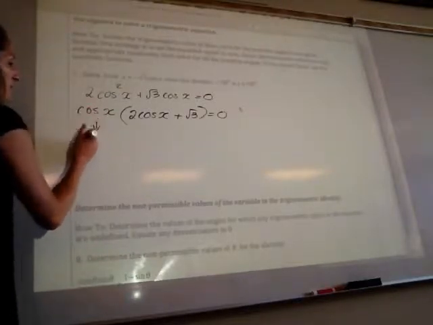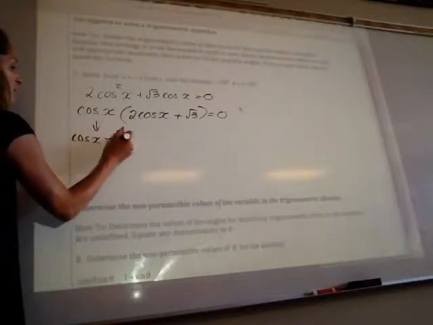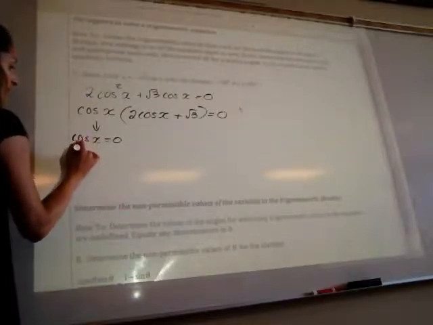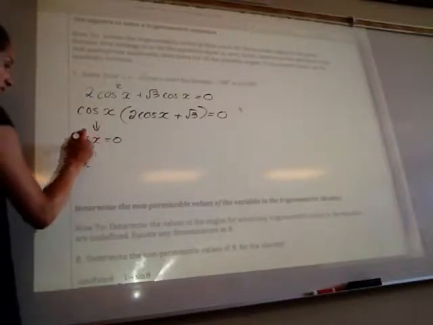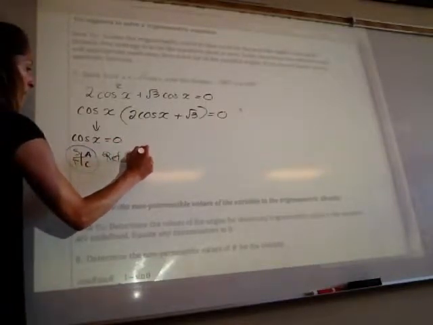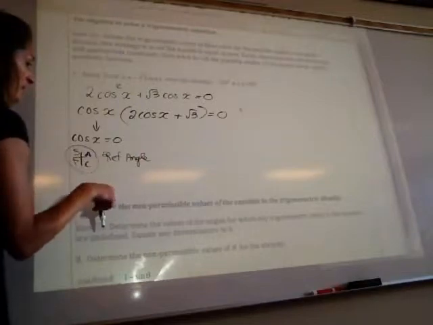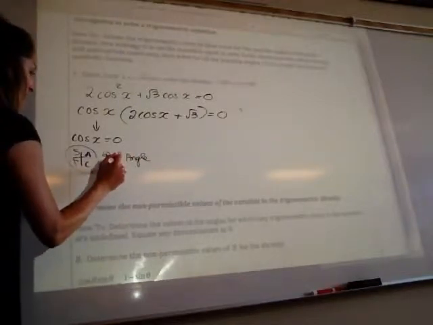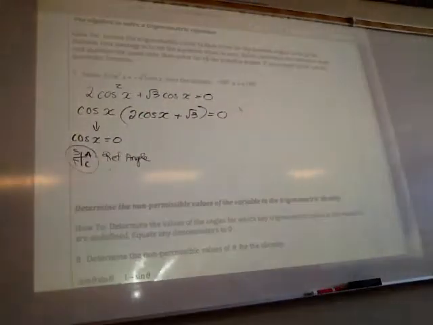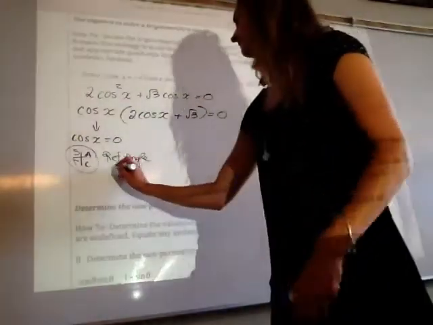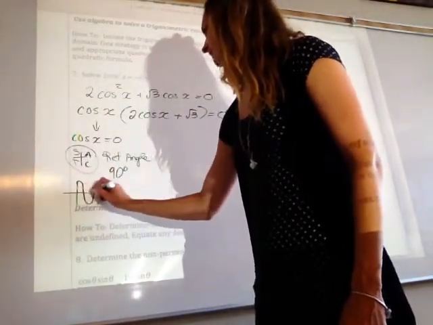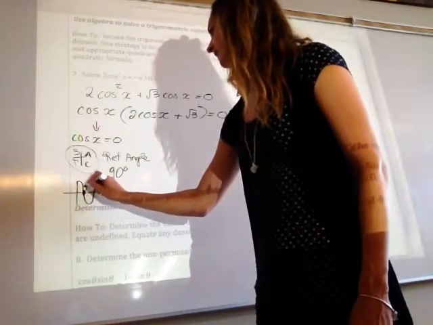Okay, from the first factor, cosine x, that's going to equal 0. I first would look at my CAST rule. Now 0 is positive and negative, so that's all 4 quadrants. The reference angle for cosine 0, just quickly calculate that. That's going to be 90 degrees. And I should have known that because the graph of cosine will cross at 90 degrees.